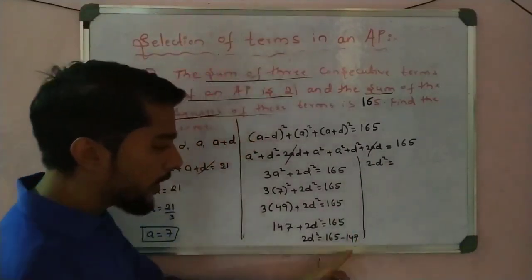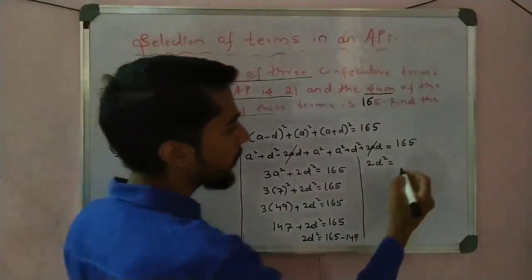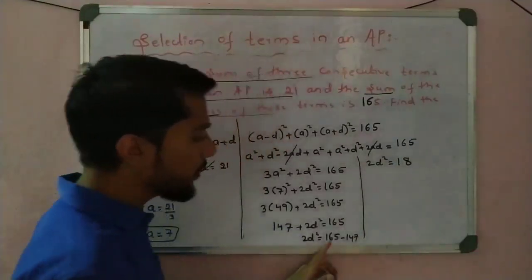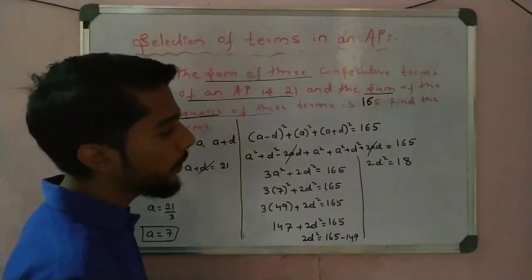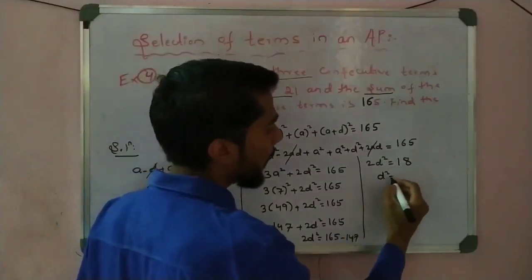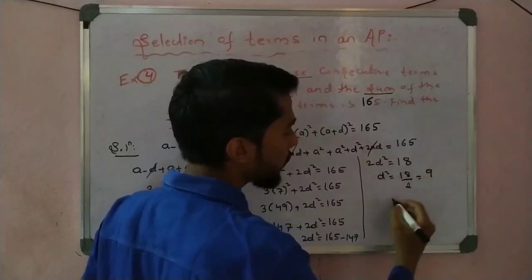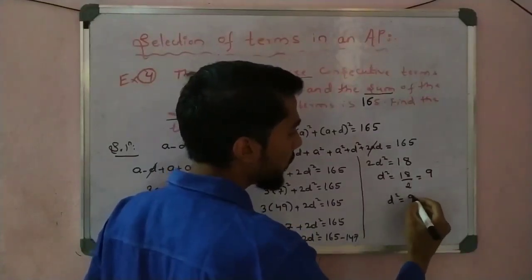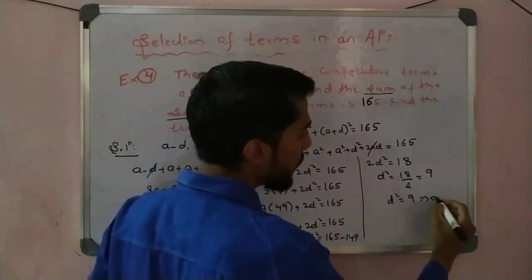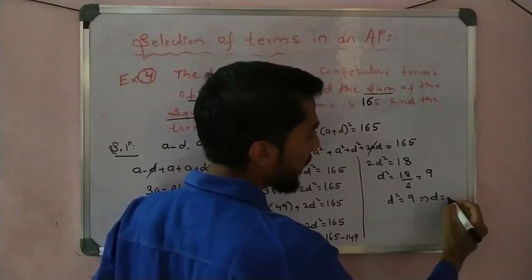2d square. So here 3 means 50, 15, 18. Right? 18. Right? 165 minus 147 is 18. So now 18 by 2, how much? We get 9. So that is d square is equal to 9. So d is equal to how much? D is equal to 3.